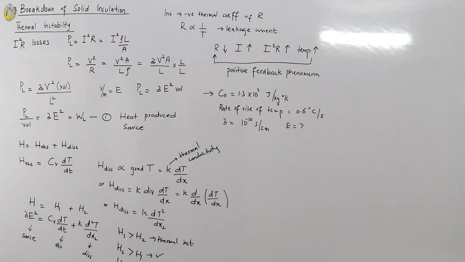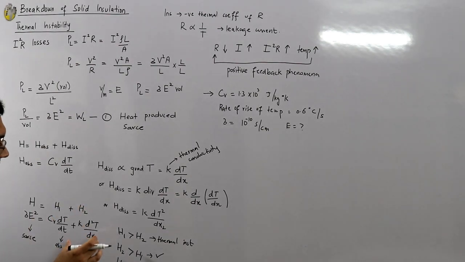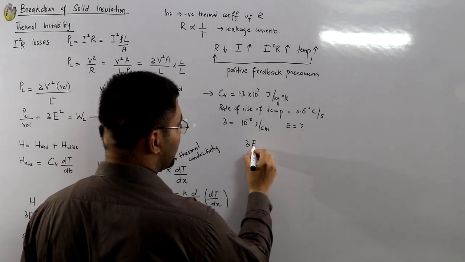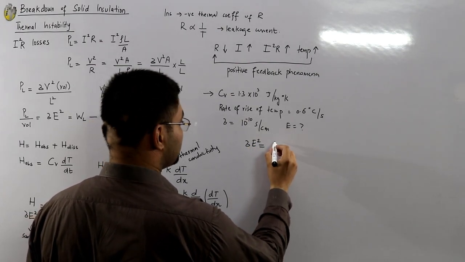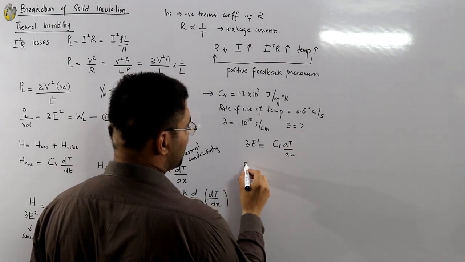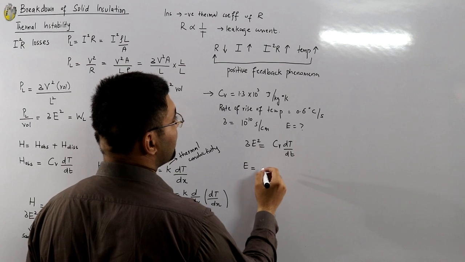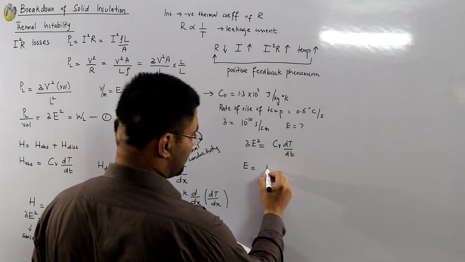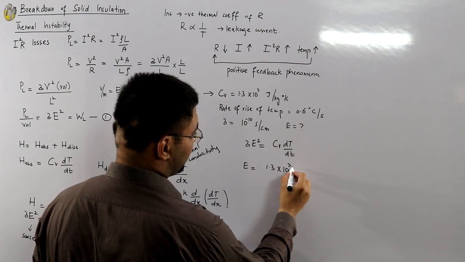So, thermal instability we are talking about, so we are not given anything about the term number 2 in this case. So let's say we talk about thermal instability, heat dissipation is being ignored, all the heat being produced is being absorbed. So sigma E squared is equal to CV dT upon dt. So E would be what? CV is given 1.3 into 10 to the power 3, right? Yes, 1.3 into 10 to the power 3.